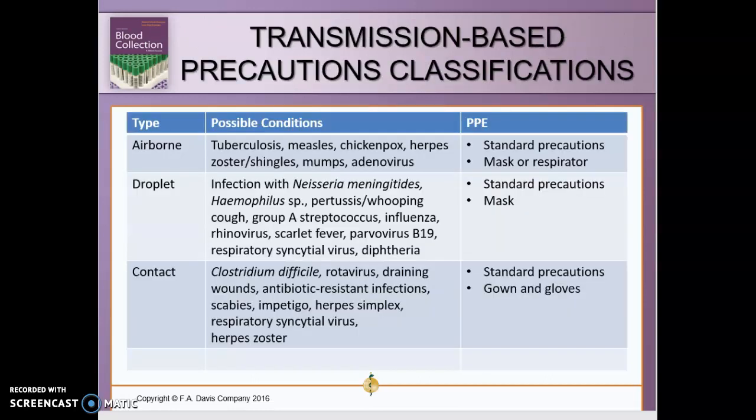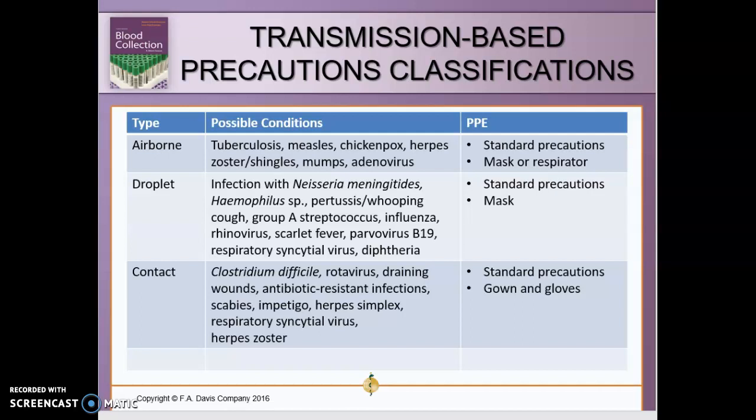And last but not least, we're going to go over the transmission-based precautions. Please take a good look at this slide. These transmission-based precautions are very, very important, and you will see them again. With airborne precautions, you use standard precautions plus a mask or respirator. With droplet precautions, you use standard precautions plus a mask. And with contact precautions, you use standard precautions plus gown and gloves. Airborne involves real fine particles. That's why you would use a respirator, because you can catch this by breathing it in.